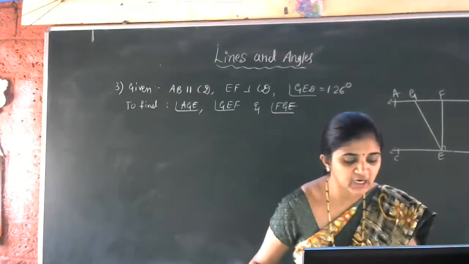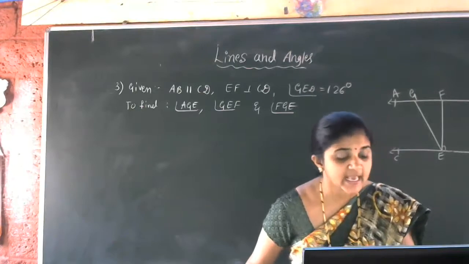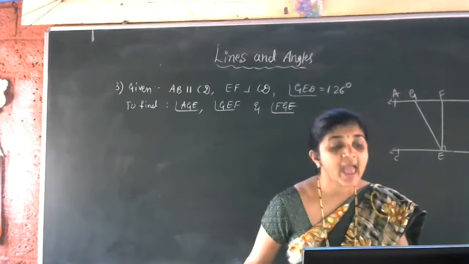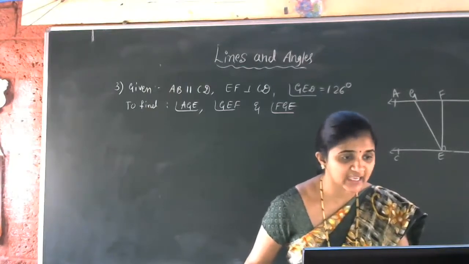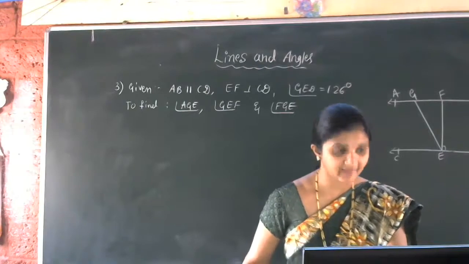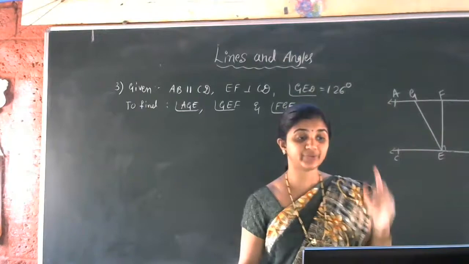In the figure, if AB is parallel to CD, EF is perpendicular to CD, and angle GED is 126 degrees, find angle AGE, angle GEF, and angle FGE. So using the given data, we have to find out the three angles.